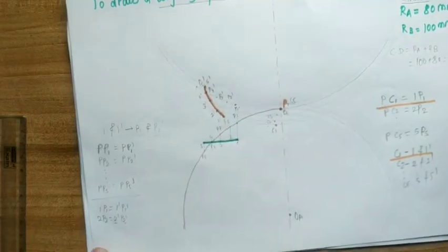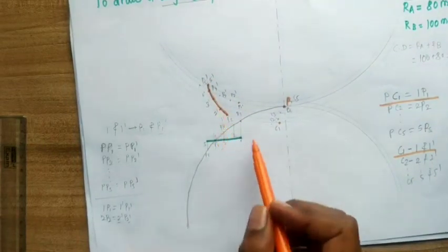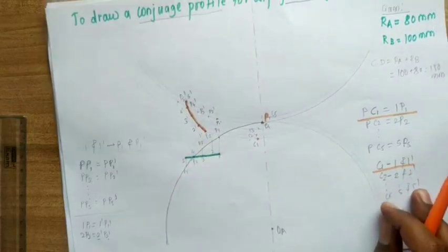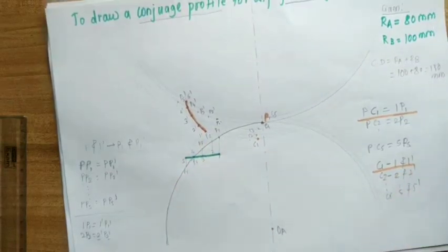Join them by a smooth curve. That is your conjugate profile for a general gear tooth profile selected. This is the procedure we obtain based on the law of gearing, and the law of gearing was already discussed with you. So thank you for this.